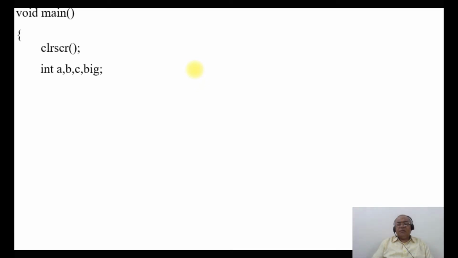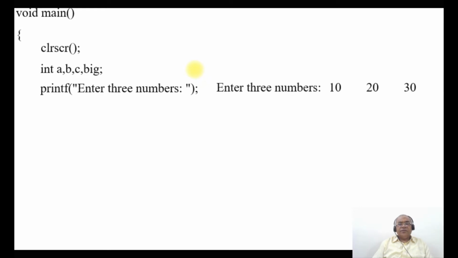Then we want to assign. We are going to take the three numbers and also the big number which we want. So int A, comma B, comma C and big. Because the values are integers, the numbers are without decimal points, we are declaring them as integers. Then I need to read this. So printf, enter the three numbers. Which are the three numbers? That is A, B and C. So if you consider enter the three numbers, we are going to consider 10, 20 and 30.